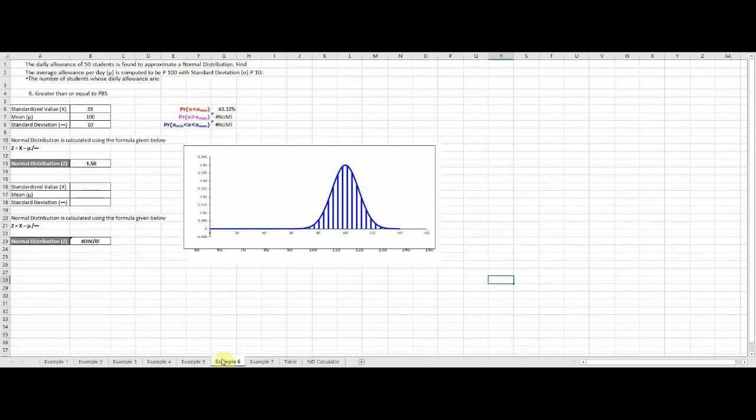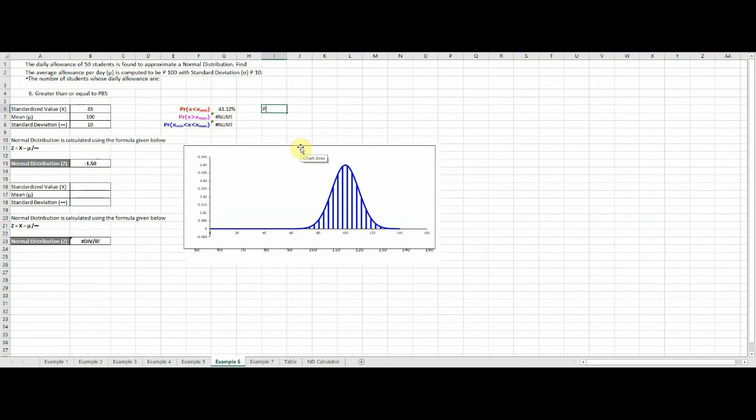Now, greater than or equal to 85. I already encoded this one. So we have here 85 as the standard value or the score. We have the mean and the standard deviation. You just place it in the table. The z-score is 1.5. Then what will be the actual? It is 43.32.